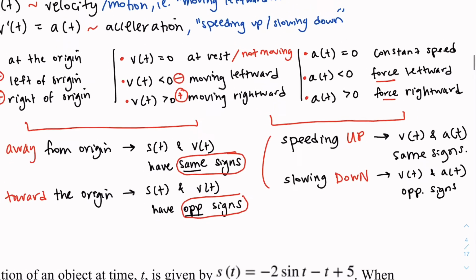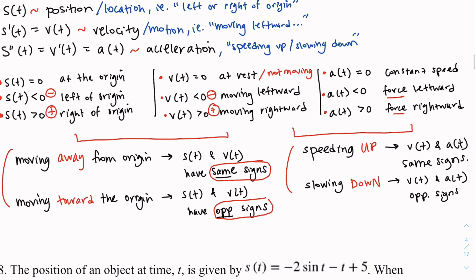Then when we talk about speeding up and slowing down, this is another instance when you need to look at two things at the same time. If you're speeding up, it means that the way you're already moving, like your velocity, say you're moving rightward, then you want acceleration to also be positive because it will push you more in the rightward direction. So that will make you speed up.